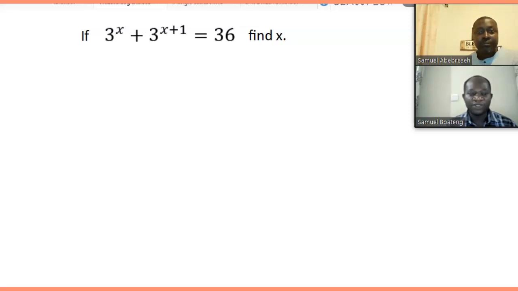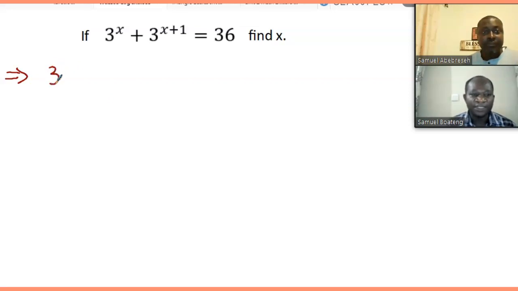It's true that you make sure both sides are expressed as a common base. But this one, you need to do some simplification before you can use that concept. So first, the question is, if 3 raised to the power x plus 3 raised to the power x plus 1 is equal to 36, we have to find x. This implies that, let's simplify this one a little bit.